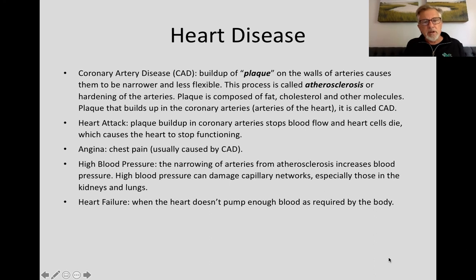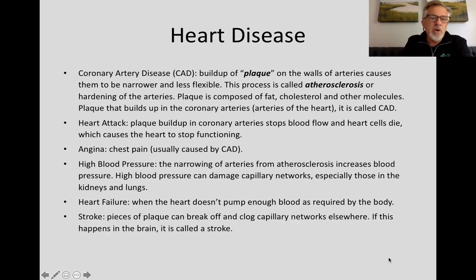Heart failure occurs when the heart doesn't pump enough blood as is required by the body. And you can imagine that if the heart is not pumping enough blood, the body is going to respond by increasing the heart rate. A stroke occurs when a piece of plaque breaks off and clogs capillary networks in the brain. In addition, plaque itself can just cause the spontaneous clotting of blood inside an artery, and that can result in the blockage of an artery and therefore a stroke.